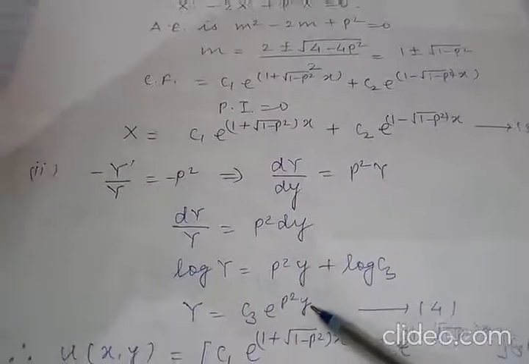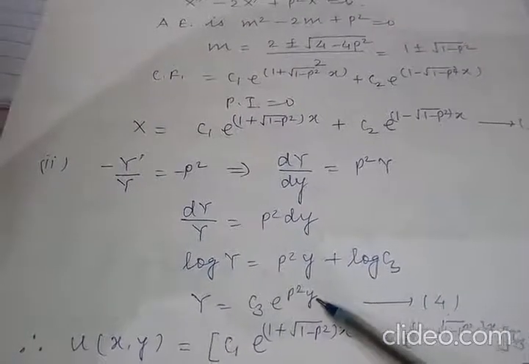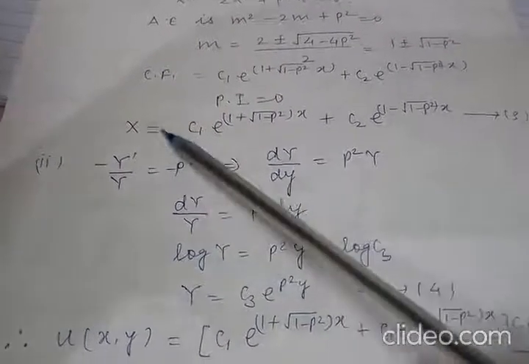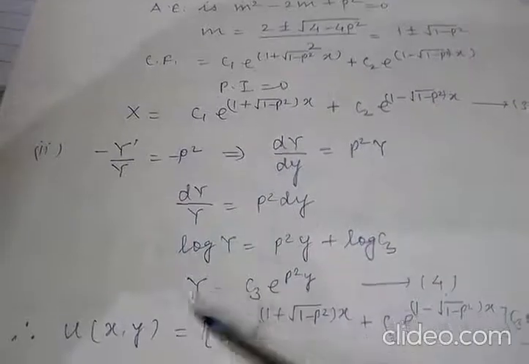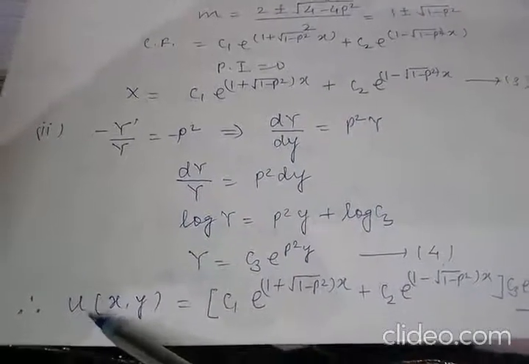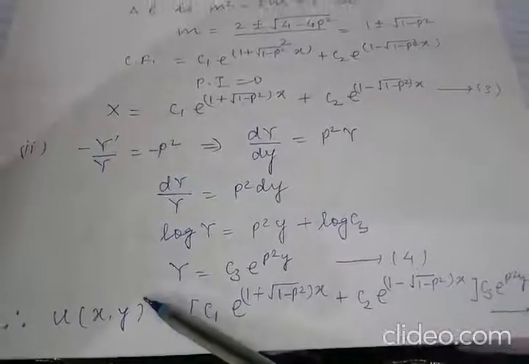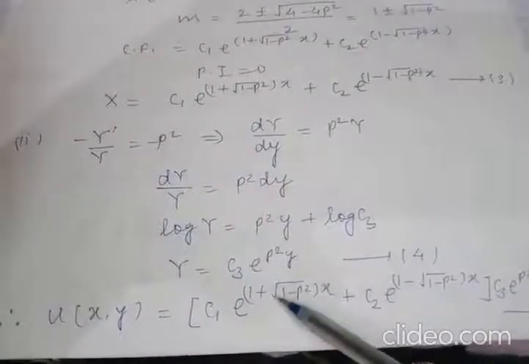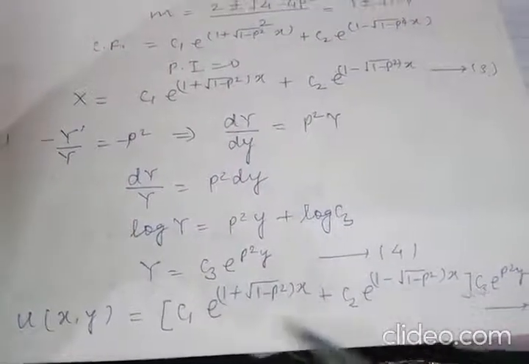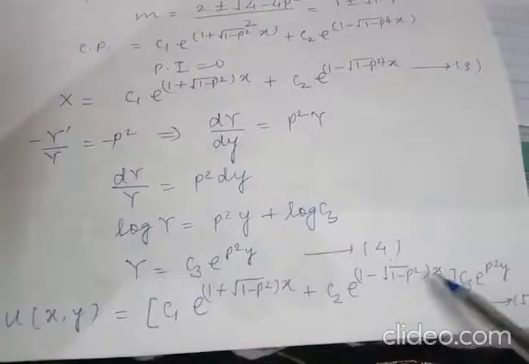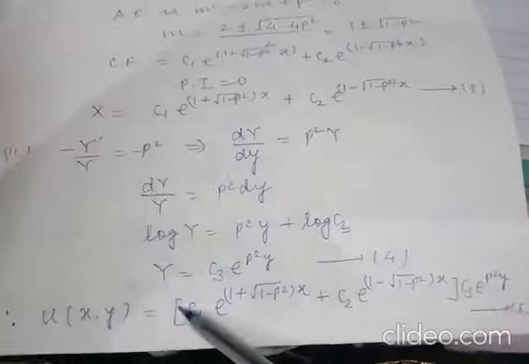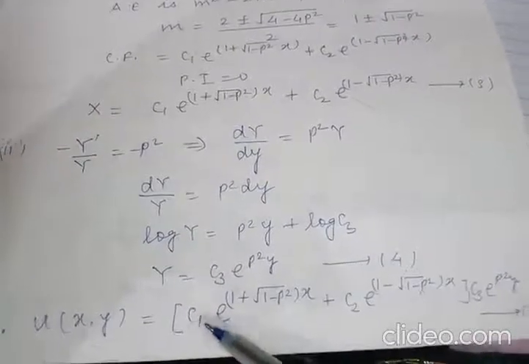So by the help of separation of variable, we have found the value of capital X and capital Y. Now we will put it together, as we know that u is the function of x, y. So on combining X and Y, we will get this is the value of capital X and this is the value of capital Y, which is the solution of the given differential equation.